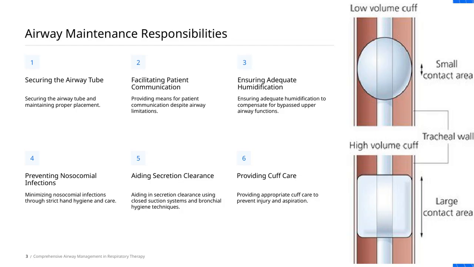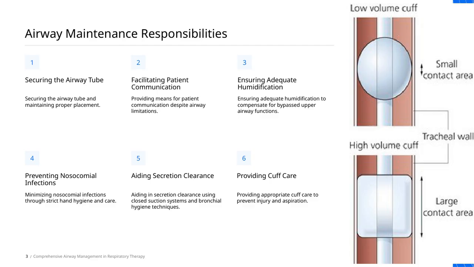Let's go over some of the key responsibilities involved in airway maintenance, which is a crucial part of comprehensive respiratory therapy. First, providing appropriate cuff care is essential. This helps prevent injuries and reduces the risk of aspiration, which can lead to serious complications. Next, aiding in secretion clearance is vital for keeping the airway clear. Using closed suction systems and bronchial hygiene techniques, we can effectively remove secretions while minimizing patient discomfort and infection risk.